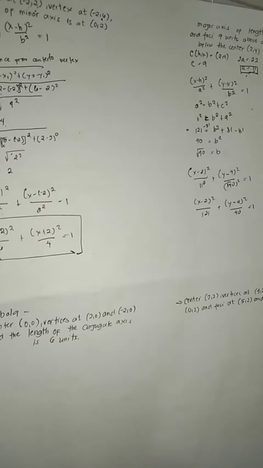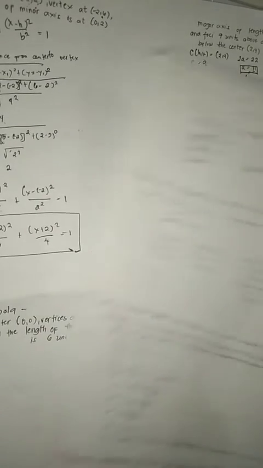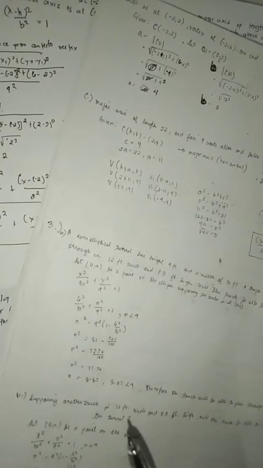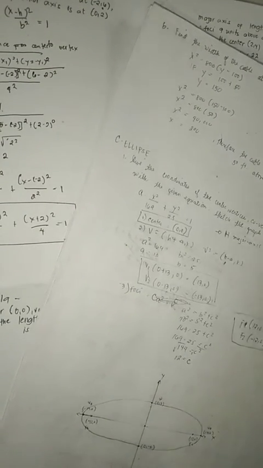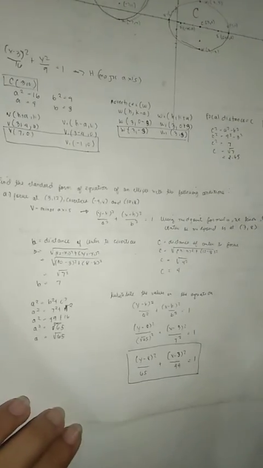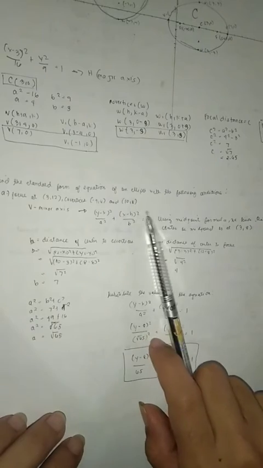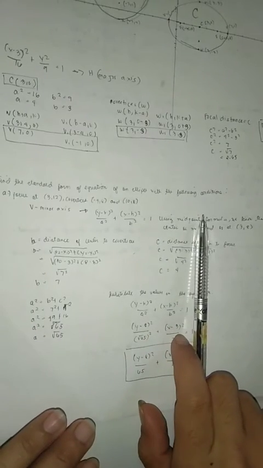Now check out some of my work. Okay, here it's long. Find the standard form of the equation of an ellipse with the following conditions. Focus at (3, 12), co-vertices (-4, 8) and (10, 8).